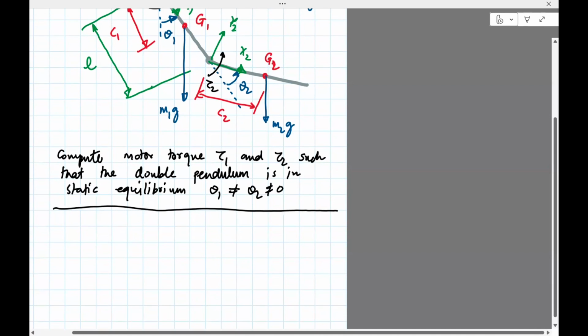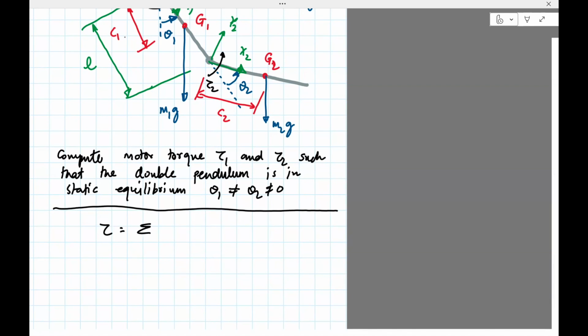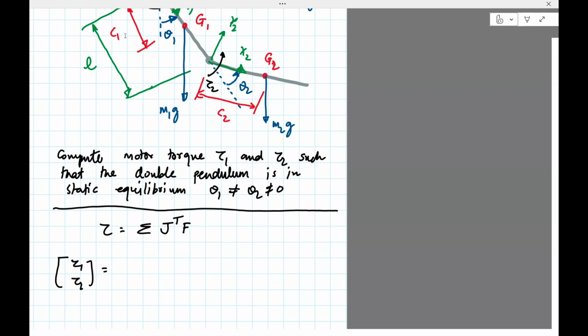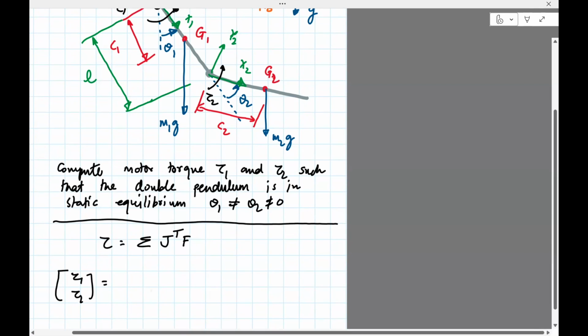Okay, so just write the formula which we derived. The torque is the summation of J transpose F. So we need to sum all the forces. It's a J transpose F sum, right? What are the torques? Well, there is a tau 1, there's a tau 2. And then if we see forces, well, there are two forces here. One is due to m1g, the other one is due to m2g.